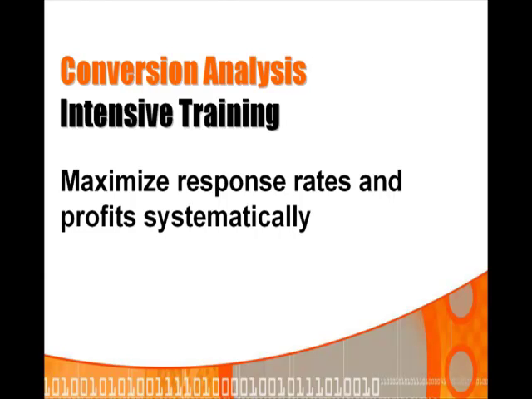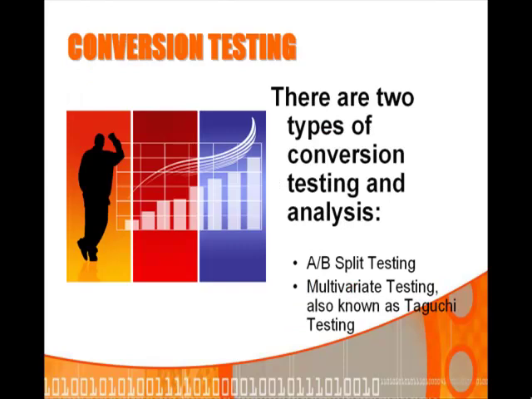That is a snapshot of the absolute exponential power of tracking your marketing efforts, collecting and analyzing the data, and lastly, taking action based on that data. There are 2 types of conversion testing, A-B split testing and multivariate testing, also known as Taguchi testing. We'll start with A-B split testing. This is the traditional form of testing we've already talked about.